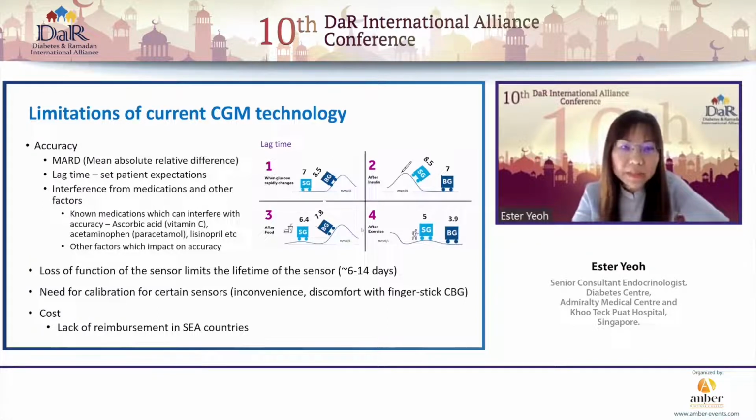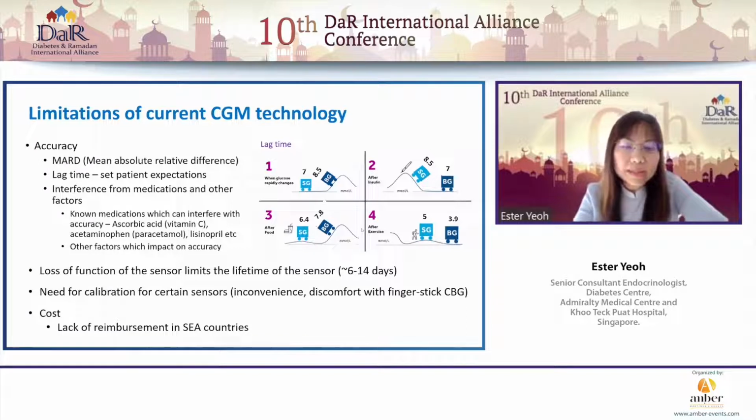In some CGMs, there may also be interference from certain medications and other factors. The known medications which can interfere with the accuracy include things as common as vitamin C or ascorbic acid, acetaminophen, or locally known as paracetamol, lisinopril, and others. There are also many other factors which can impact on accuracy.